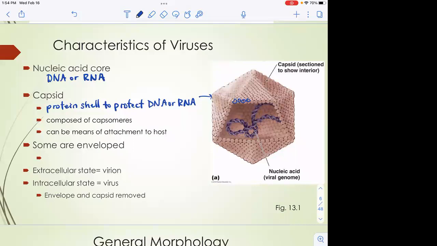And if there is nothing else around that, like a membrane, then you would have the virus's mechanism to attach to its target host cells. There are going to be proteins in there that are going to help it attach to whatever kind of cell it needs to attach to. But those attachment proteins are always going to be on the outside. So some viruses are then going to have an envelope around the capsid. And that's just going to be a phospholipid membrane.